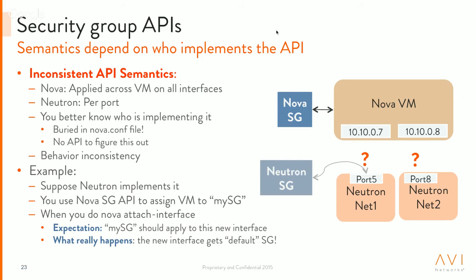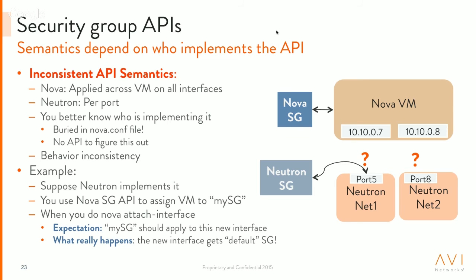Whereas in the case of Neutron, the security groups are tied to a port. The API allows you to take a port and associate a security group with that port. Now, depending on whether Nova or Neutron is implementing security groups, the behavior of calling the security group APIs can be different. As a user of somebody's OpenStack, I need to know what they're using. That information is in neutron.conf, but as a user I don't have visibility, and there is no clear API to figure this out. You can kind of guess, but it's not definite.